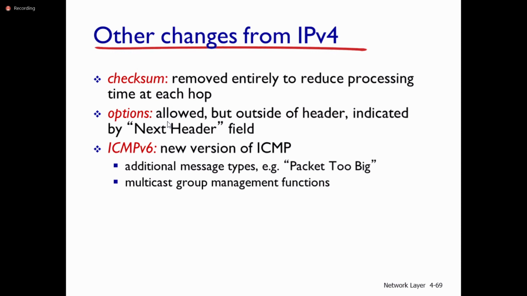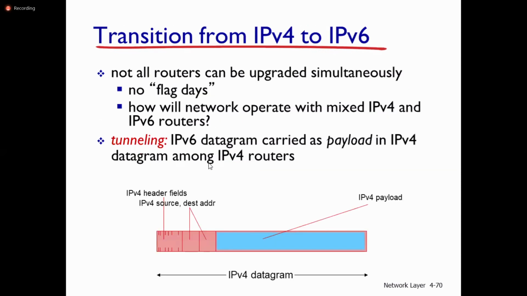Then ICMPv6, the new version of ICMP. ICMP we have seen already. With IPv6 there is a new version of ICMP. Additional message types are included in ICMPv6, for example, packet too big. Then multicast group management functions are also included in ICMPv6.